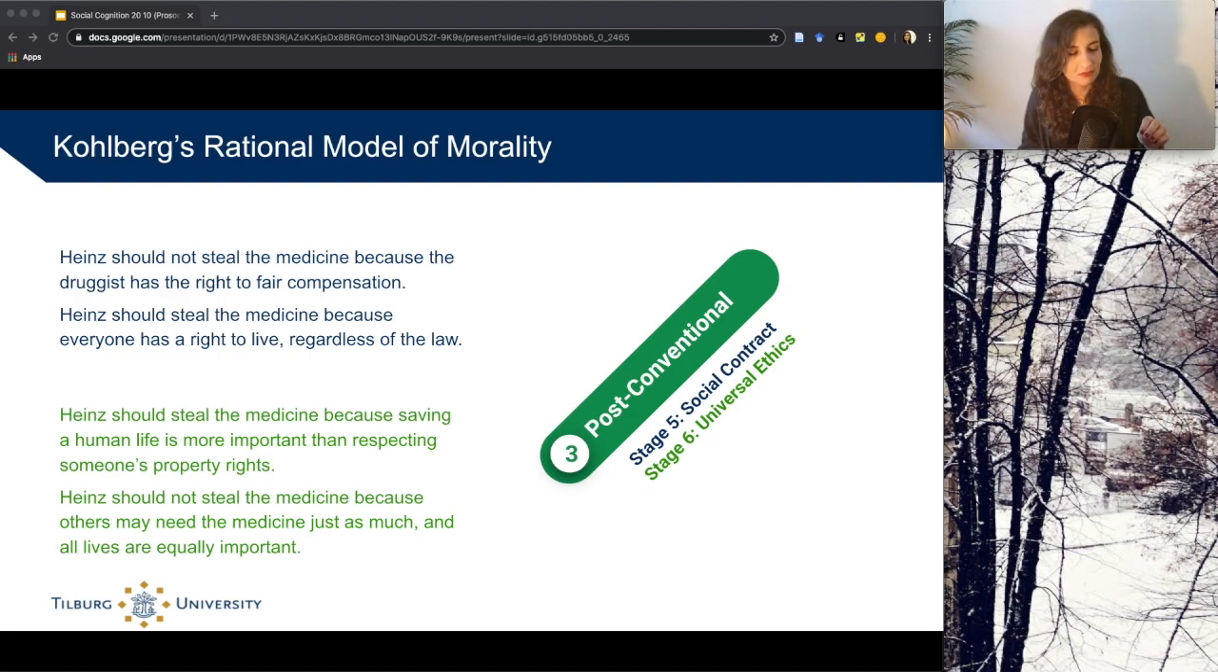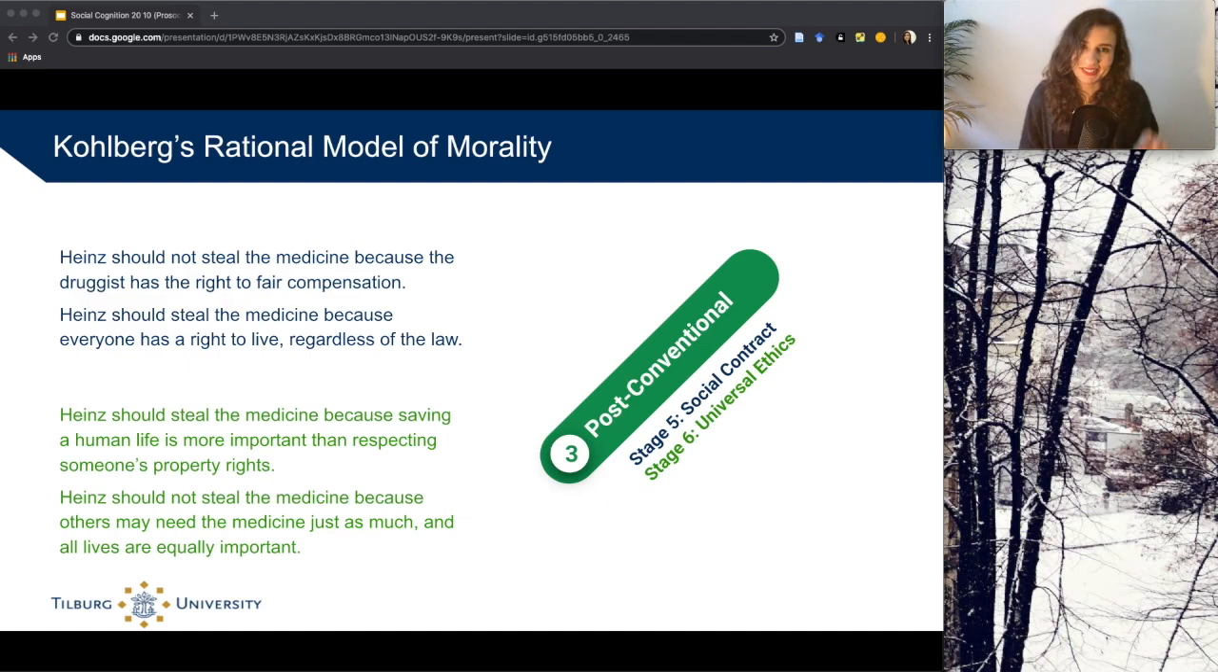So there is some recognition that law exists, but the idea that is followed is that there might also be something more important than the law, a social contract to make things as good as possible for as many people as possible. An argument from the perspective of stage 5 of moral development would, for instance, be that Heinz should not steal the medicine because the druggist has the right to fair compensation. Or, in the other direction, he should steal the medicine because everyone has a right to live regardless of the law.